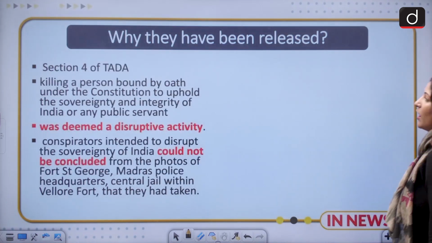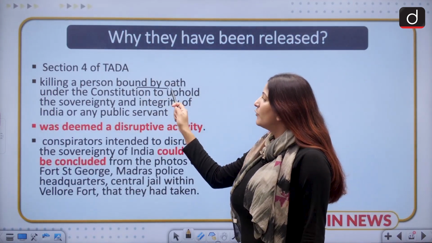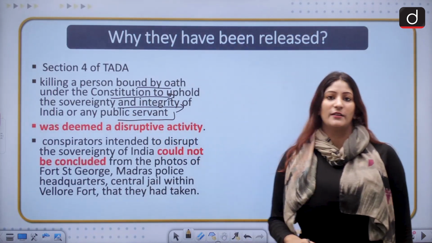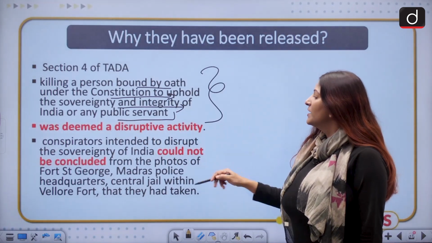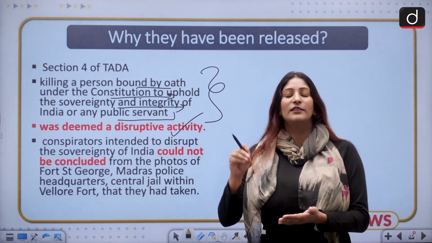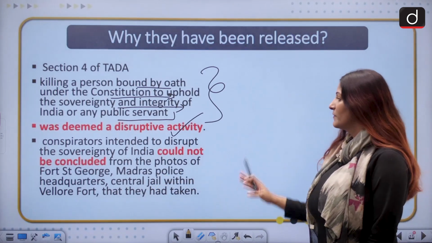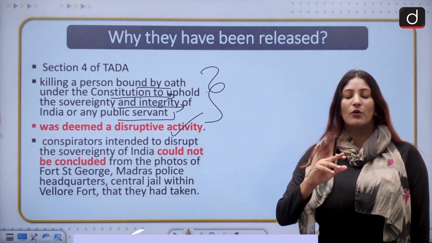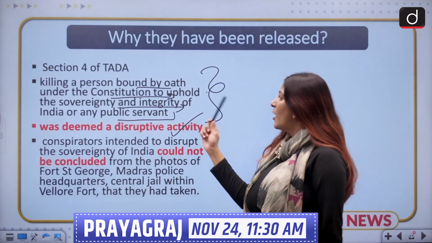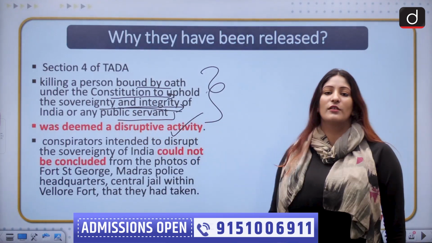Okay, moving ahead now, Section 4 of the TADA was also overruled, under which killing a person bound by oath under the Constitution to uphold the sovereignty and integrity of India, or any public servant. Now here comes the catch. This is indeed a disruptive activity. If you're striking on the person who is sitting at the top of an elected government, you are doing a disruptive activity. But here comes the catch. The killing of Rajiv Gandhi was overruled under this section because he was not a person who was bound by any oath under the Constitution to uphold the sovereignty and integrity of India.